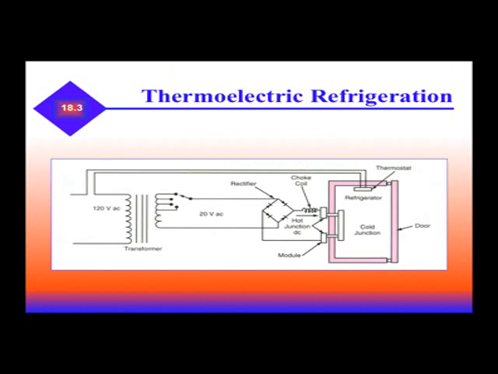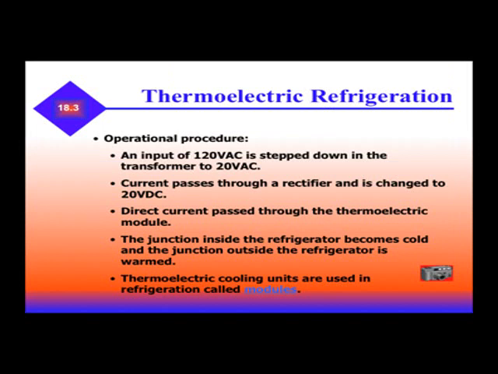This is an example of a wiring diagram for thermoelectric refrigeration. We use a hot junction and a cold junction. An input of 120 volts is stepped down in the transformer to 20 volts AC. Current passes through a rectifier and is changed to 20 volt DC. The direct current passes through the thermoelectric module. The junction inside the refrigerator becomes cold, and the junction outside the refrigerator is warmed. The thermoelectric cooling units used in refrigeration are called modules.